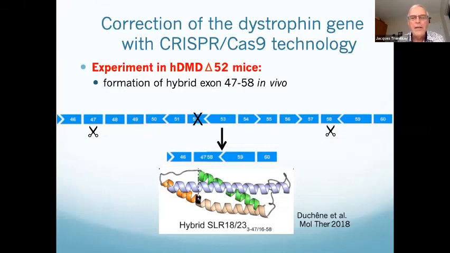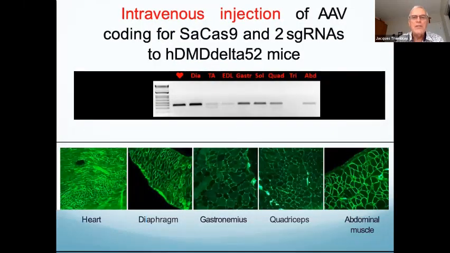So we have already done this type of experiment in a mouse model, which has a human dystrophin gene and has a deletion of exon 52. And we have been able to restore the expression of dystrophin in this mouse model. This is an example of this mouse model. You can see that we have injected intravenously in the mouse the adeno-associated virus coding for this CRISPR, this Cas9, and two guide RNA. We have injected that in the blood of the mouse. And one month later, we have collected the muscles: the diaphragm, the gastrocnemius, the quadriceps, the abdominal muscle, and the heart. And you can see that in all of these muscles, we have been able to restore the expression of the dystrophin protein. So this is a very encouraging approach that, again, has not, unfortunately, reached clinical trial.